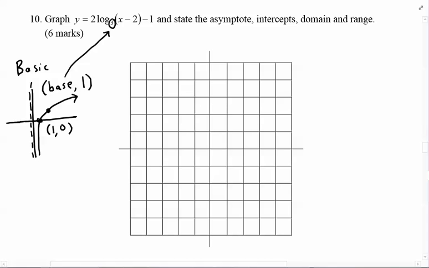So this logarithm has 3 transformations. First, we're going to expand the y values 2 times. Then we'll move the graph right 2 points. And then we'll move the graph down 2 points. So it's important to keep track of what happens to these points.